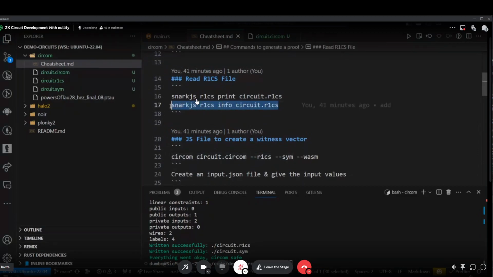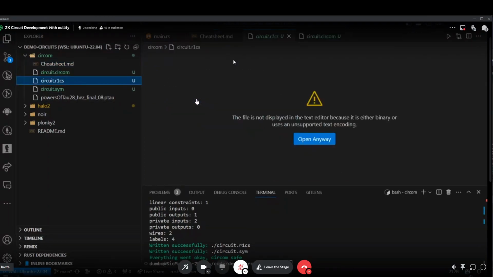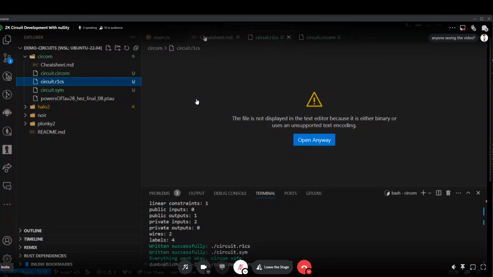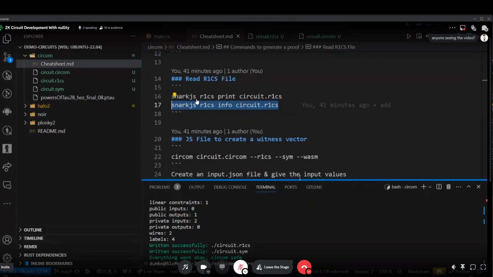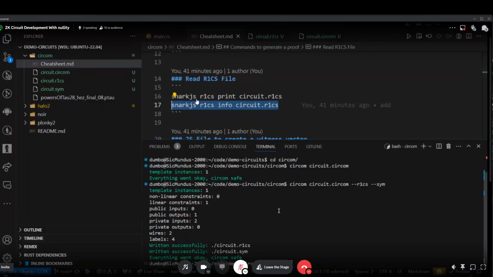What else could we do? Okay, if you just click on the R1CS file, it won't be displayed because it's a bunch of binary stuff and not really visible in VS Code. So we could turn it into a more readable form. So let's do that.